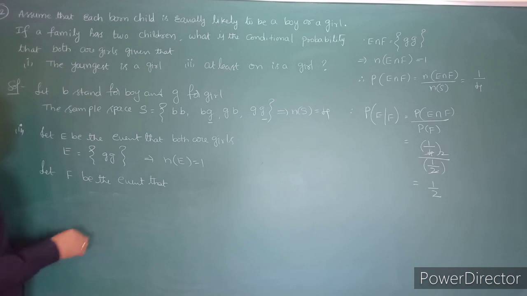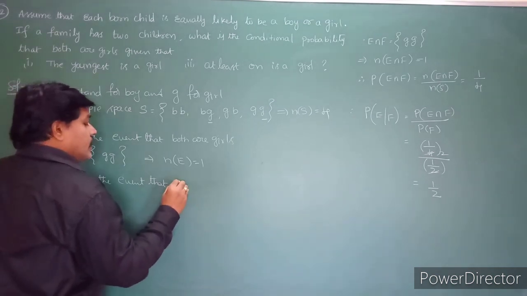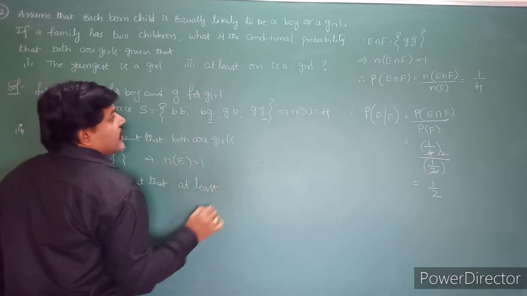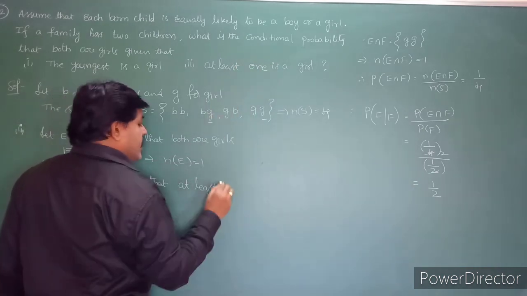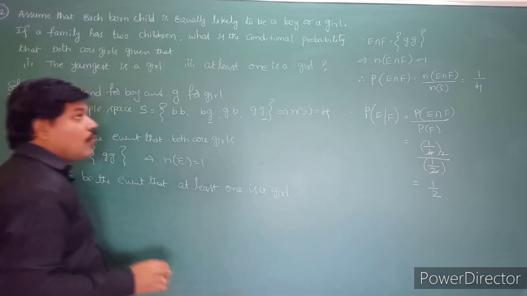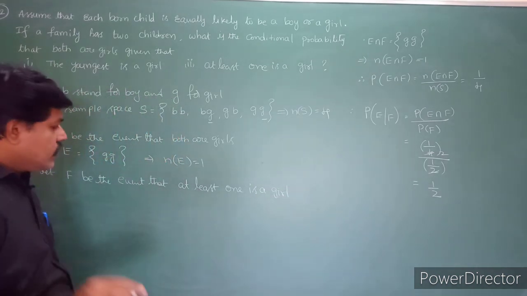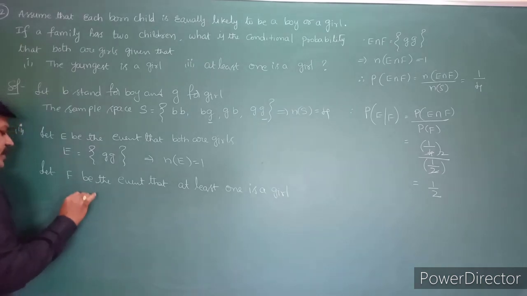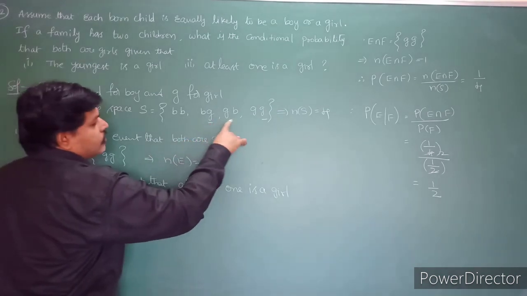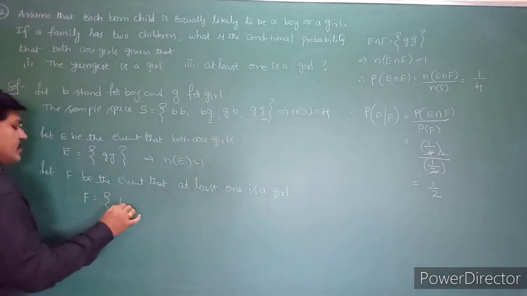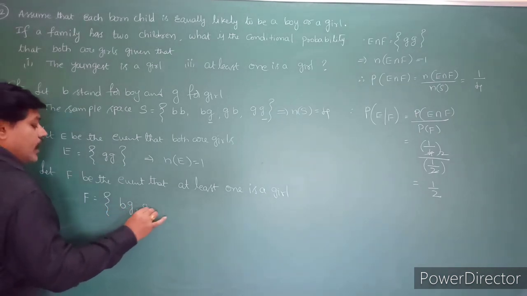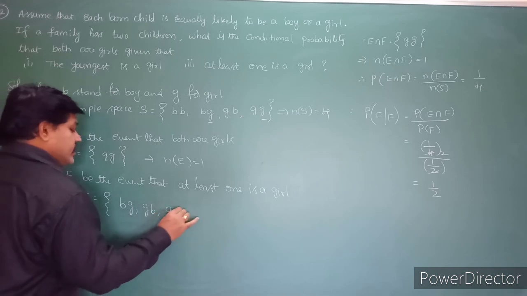F is the event that at least one is a girl. So what is F? F is equal to, we can take that value here. At least one is a girl, meaning you can get 1, 2, 3. Three cases will be possible here. At least means greater than or equal to 1, which is nothing but BG and GB and GG.